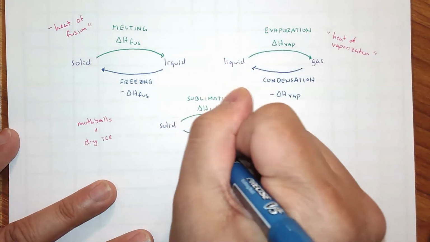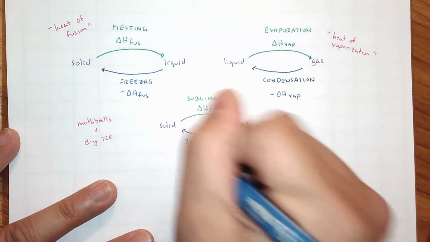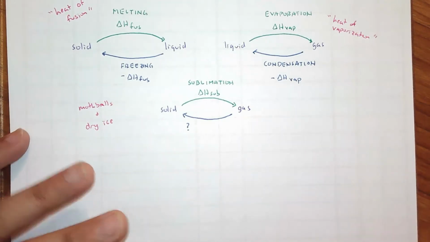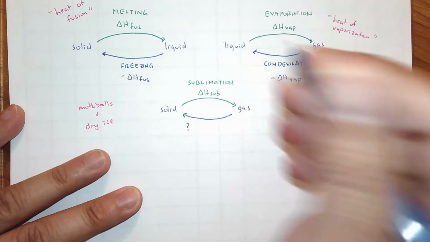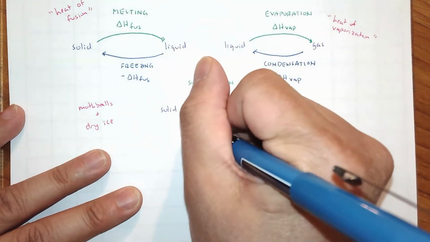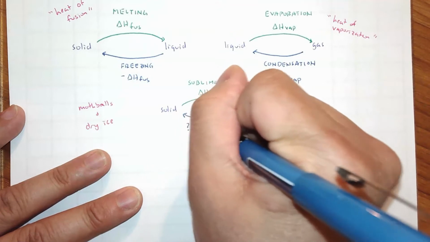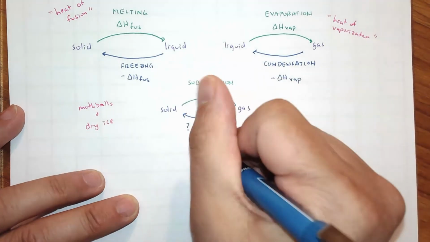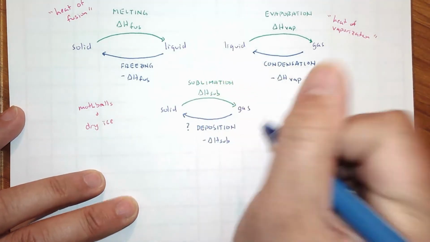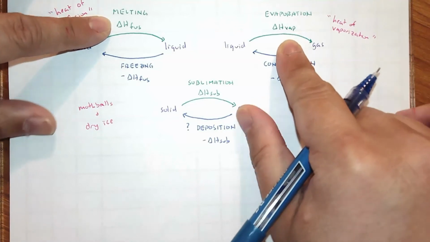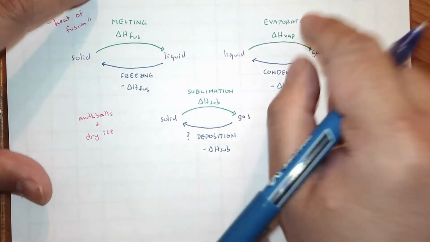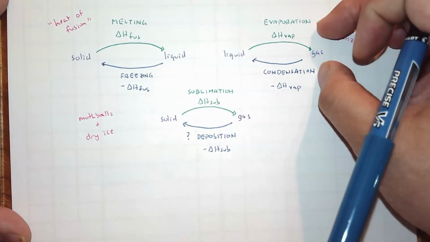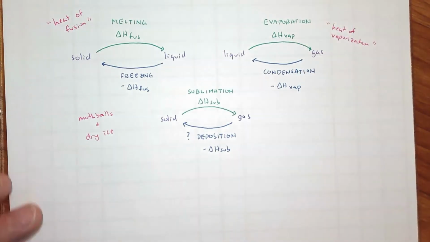Let me challenge you with this now. What is that process called? When you go from a gas, molecules in the air, that all of a sudden become solid? That is called, what is that called? Deposition. Deposition. From the word deposit. And yes, negative delta H sub. So keep these in mind, the signs, and what is associated with melting and freezing. It's the fusion. What's associated with evaporation and condensation? The vaporization, the delta H vaporization.